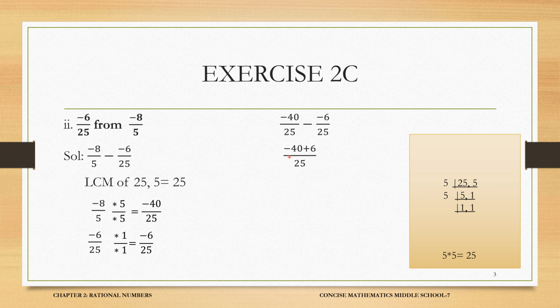One is having a negative sign, the other is having a positive sign. Always when one integer is having a minus sign, the other is having a plus sign, just put the bigger number's sign. That is, 40 is the bigger number when compared to 6. So what sign does this 40 have? Minus. So just put a minus sign and subtract it. 40 minus 6 will be 34. So minus 34 by 25 is our answer.